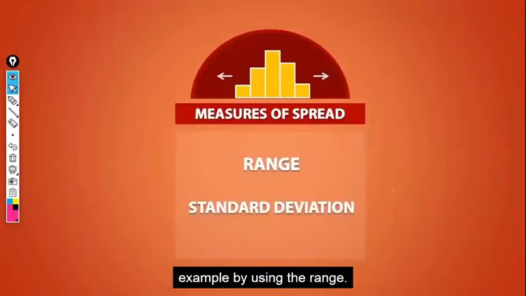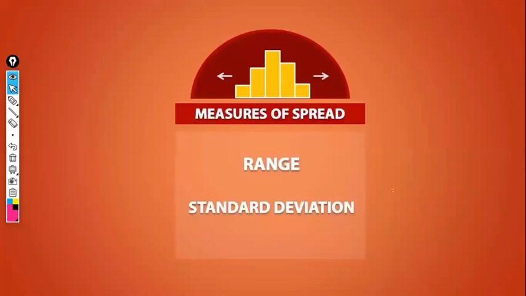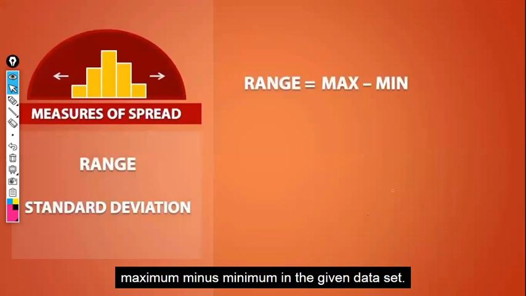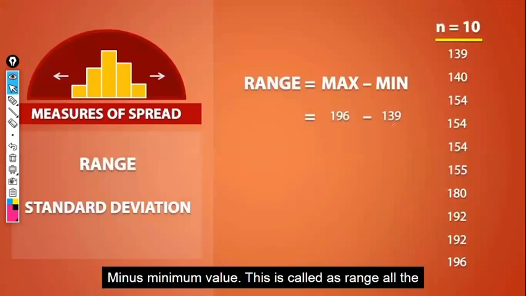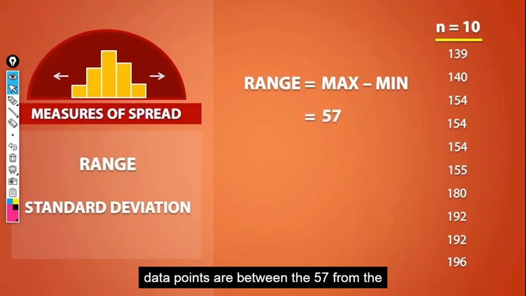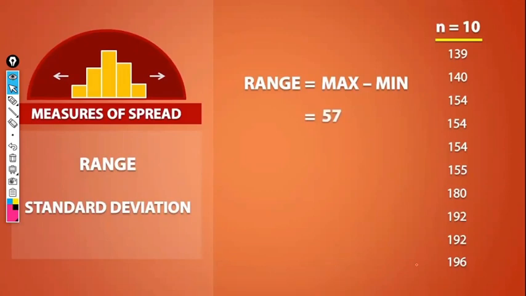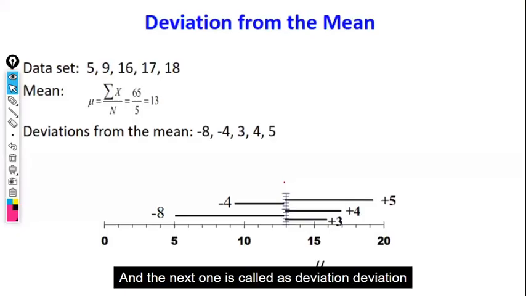For example, by using the range. Range is nothing but maximum minus minimum. In the given data set, whatever the maximum value is, minus the minimum value. This is called range. All the data points are within the 57 points only. It is called range. And the next one is called deviation.